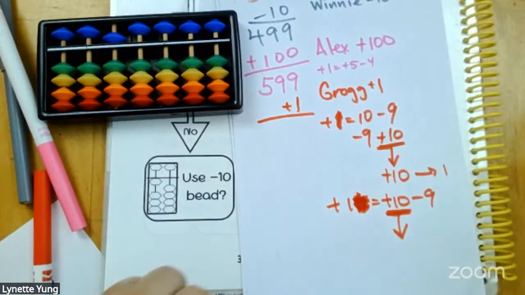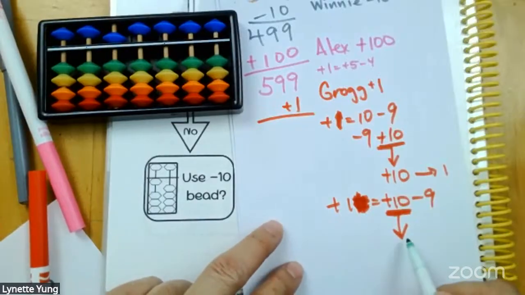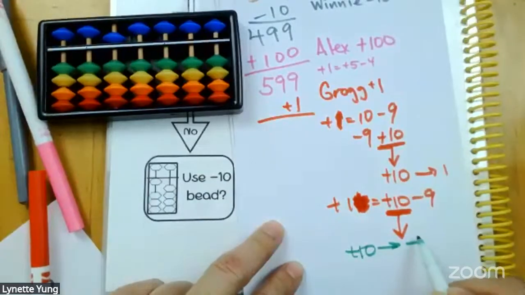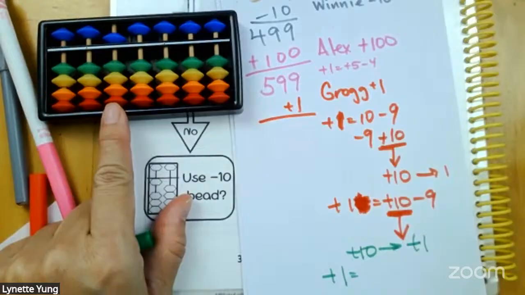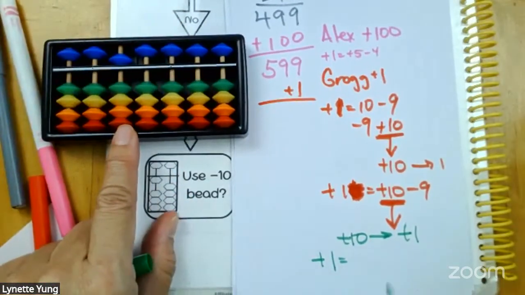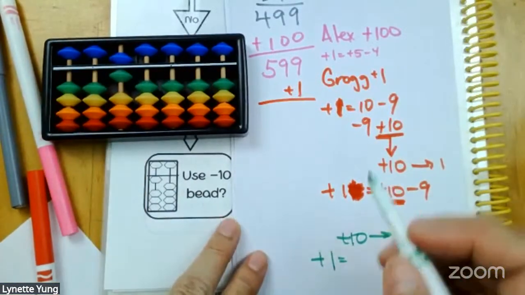Ah, it's different when you break it out into smaller chunks, right? So we did plus the 10 is the same as plus 1. So plus 1 is equal to what? Oh, I just plus 1. Yeah, you just plus it. Sorry.